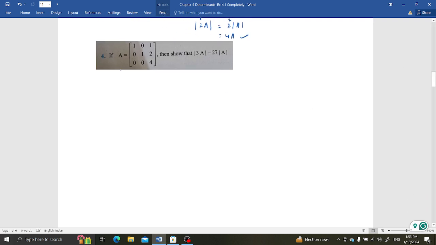Now what does the question number 4 say? You have a matrix 1 0 1, 0 1 2, 0 0 4, and show that determinant of 3A is equal to 27 times determinant of A. Again, the same thing we need to do. Actually it is a 3 cross 3 matrix.